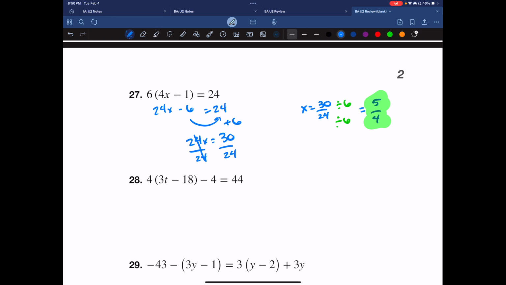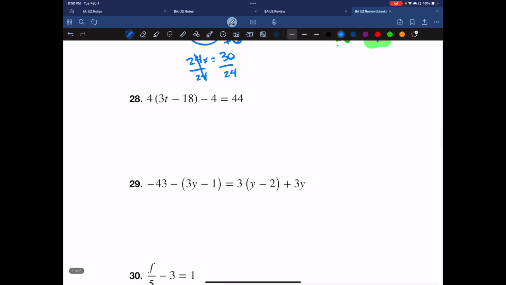All right, moving on. 28. All right, this is going to be 12t. 4 times 18 is 72 minus 4 equals 44, right? So clean this up. We got 12t minus 76 equals 44. I'm going to move this over here, so it's going to be plus 76. Right? So it's going to be 12t equals 120. Divide by 12, and you should get t equals 10.